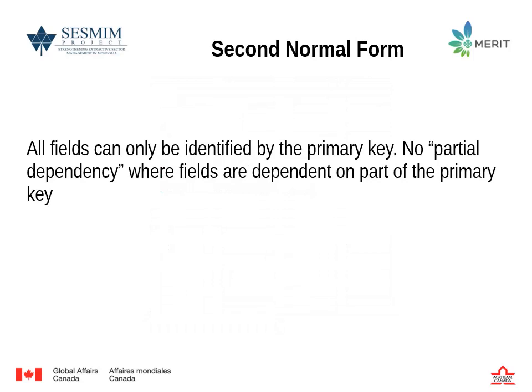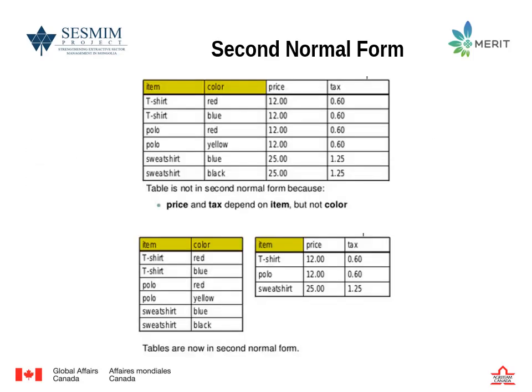Next is second normal form. For a table to be in second normal form, first of all, it needs to be in first normal form, but to be in second normal form, all fields can only be identified by the primary key. No partial dependency, where fields are dependent on part of the primary key. What that means visualized is that the price and tax columns are dependent on item, but they're not dependent on color. And the item and the color together make up the unique identifier of this particular table.